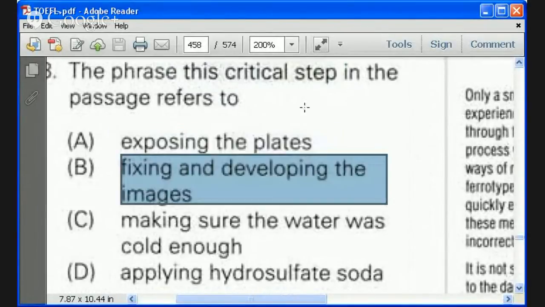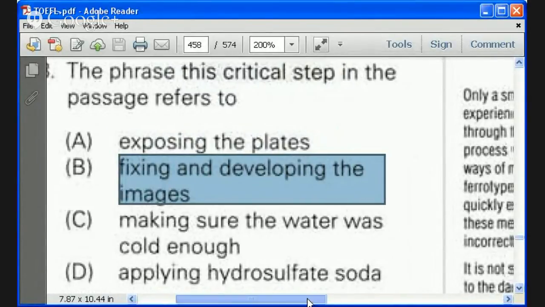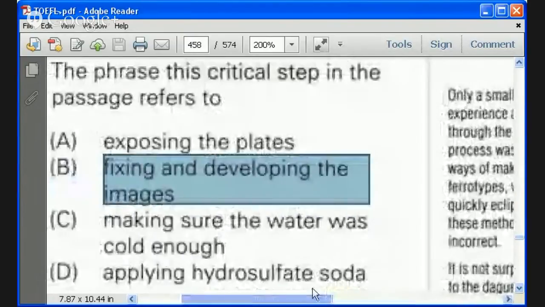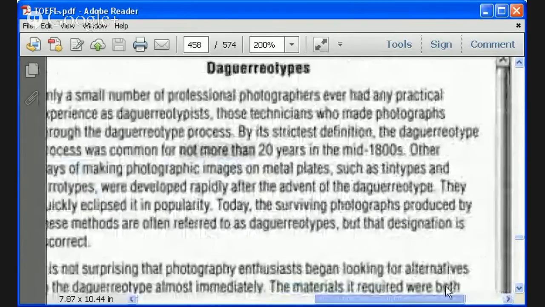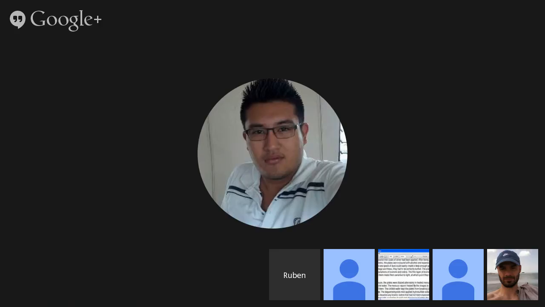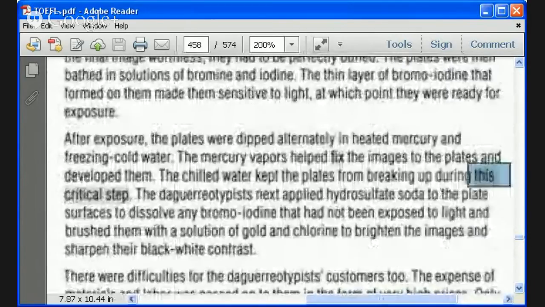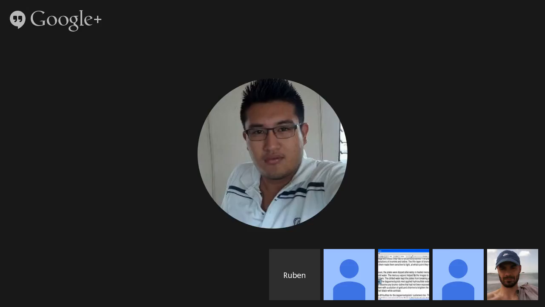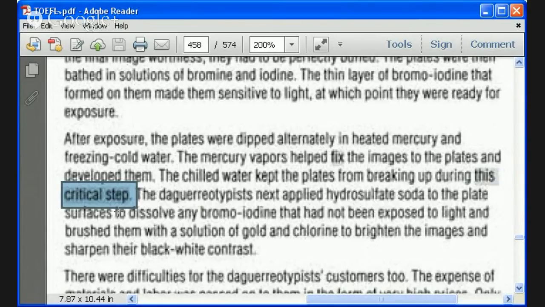Exposing the plates, fixing, developing. So we have no idea. We're going to have to find this critical step. I would have thought this critical step would be highlighted, and it is. There it is. Great. It normally is. The mercury vapors help you fix. Very good. You immediately look at information above it.